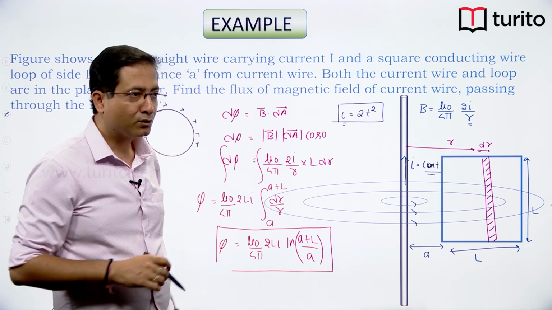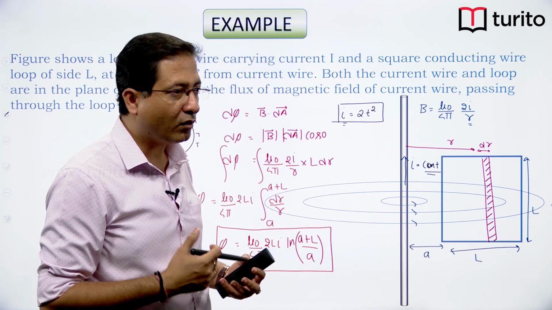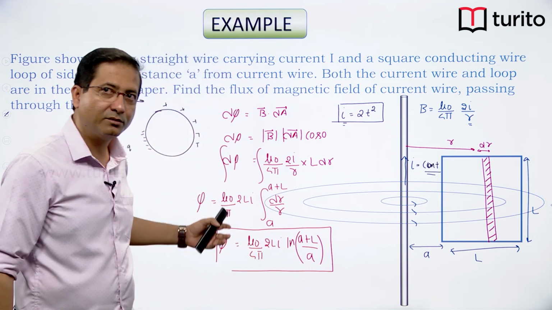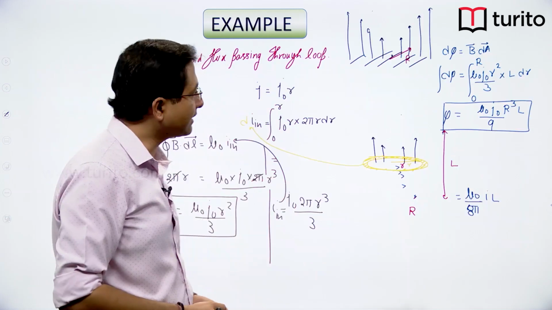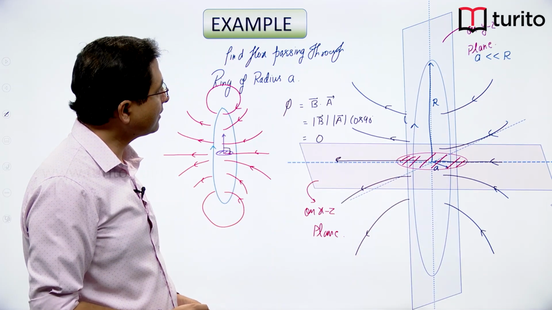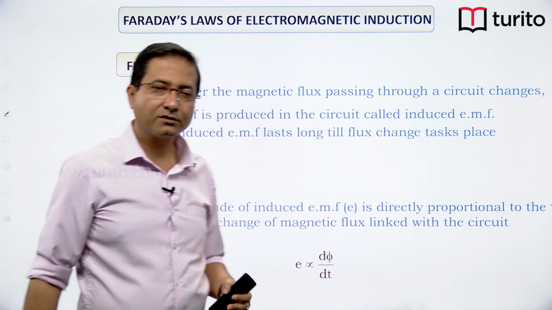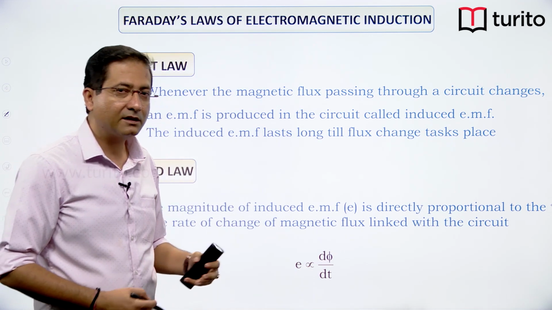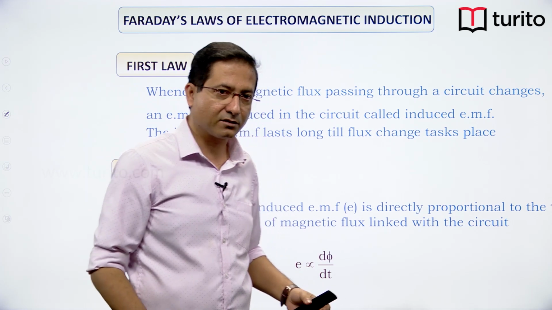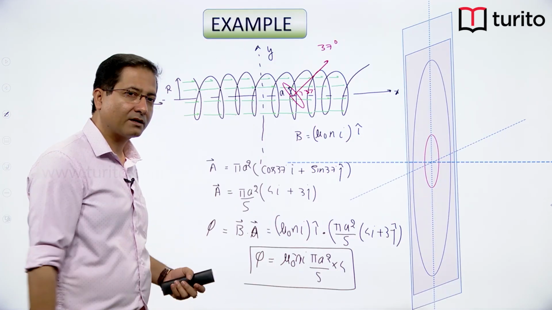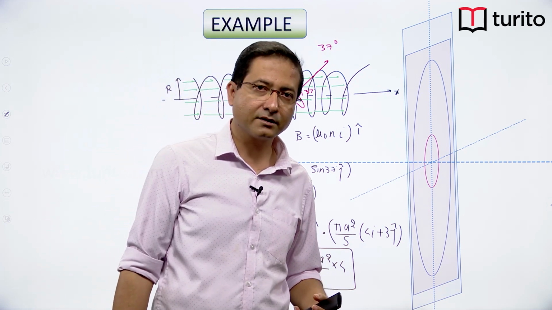For the time being, today we have just calculated flux, and in all the cases I considered flux to be constant. But when flux starts changing with time, then what happens? According to Faraday's first law, when flux starts changing, there will be an EMF induced in the coil. This we will discuss in the next class. So today we just completed flux. Next class we will be talking about the effect of changing flux.